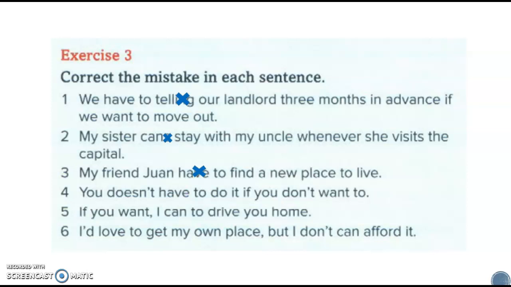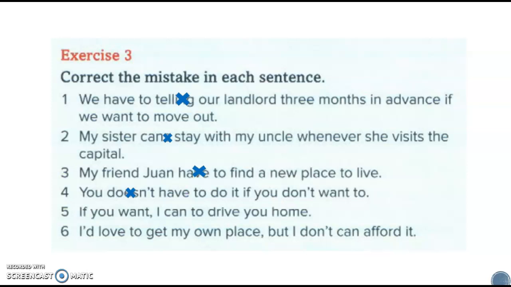4. You doesn't have. Okay, no. I don't have. You don't have. We don't have. Only when we talk about he, she, it, the auxiliary verb is different. In this case, the auxiliary is doesn't, but I, you, we, they don't.